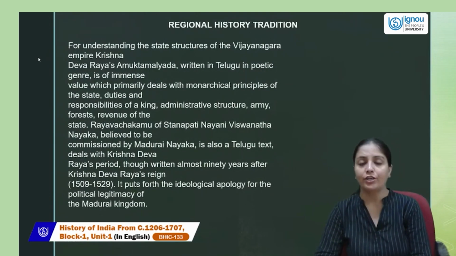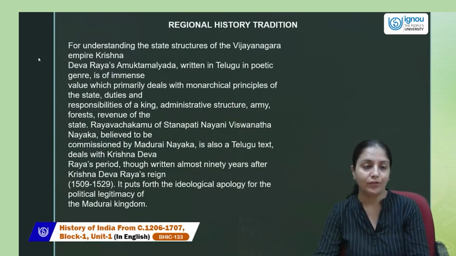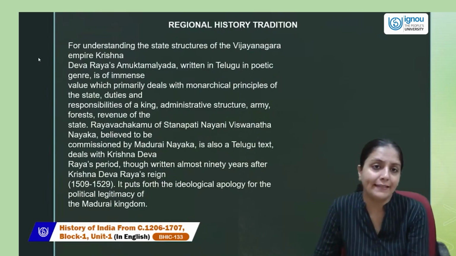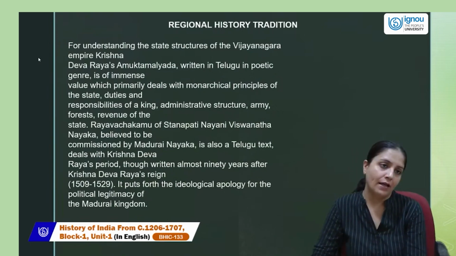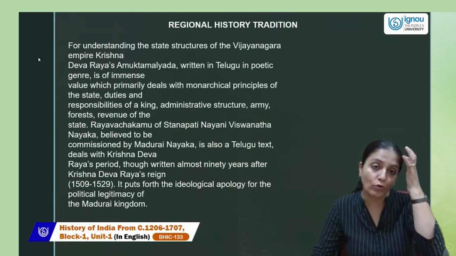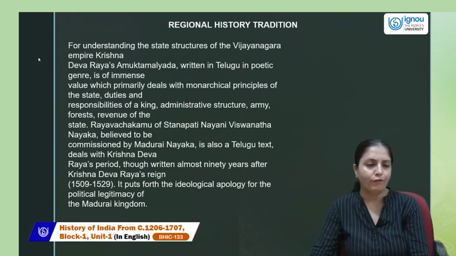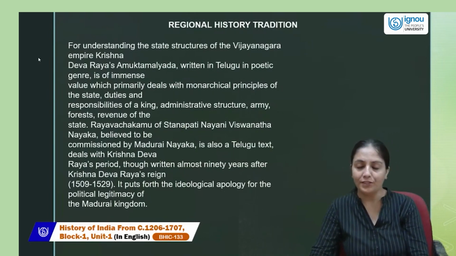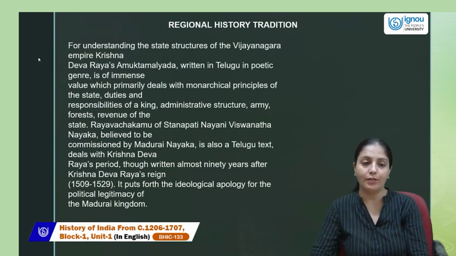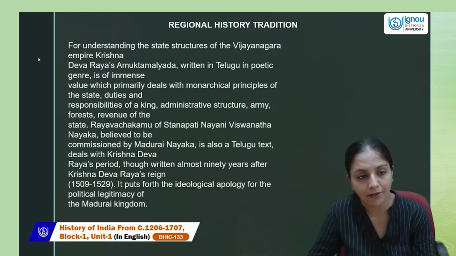Next is regional history tradition. Region to region, just like Delhi, just like Vijayanagara, we are talking about. For understanding the state structure of the Vijayanagara Empire, Krishnadeva Raya's Amuktamalyada is a book of immense value. Written in Telugu in poetic genre, it primarily deals with monarchical principles of the state, duties and responsibilities of a king, administrative structure, army, forest, and revenue of the state.